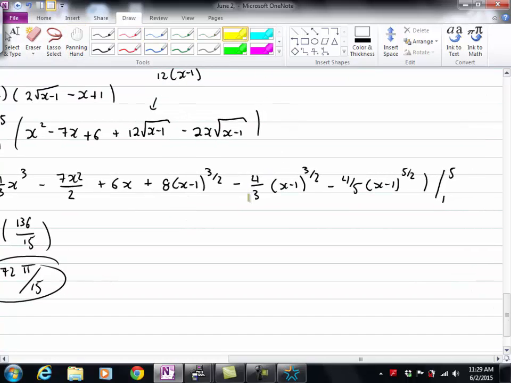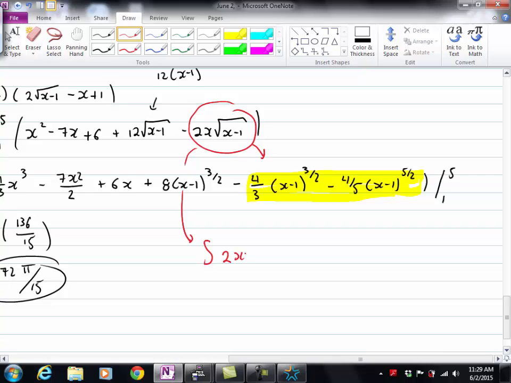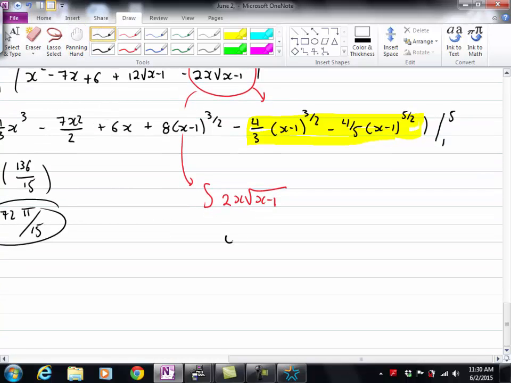This piece right here, we say, where did all this weird piece come from? This actually came from here. So here's what I did. I'm going to look at the integral, just this piece. I'm going to focus on this piece right here, of 2x root x minus 1. I'm going to use integration by parts. u equals x minus 1, du equals dx.